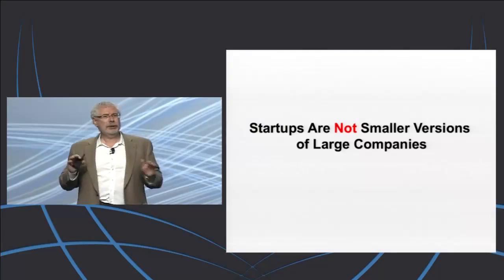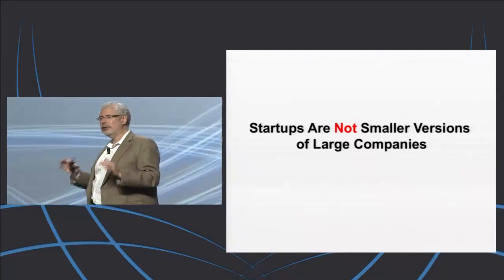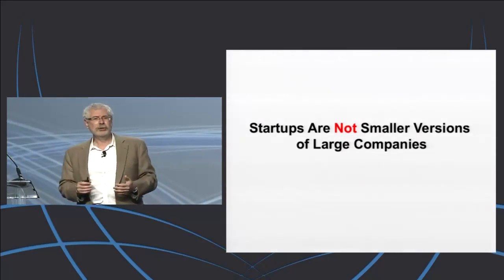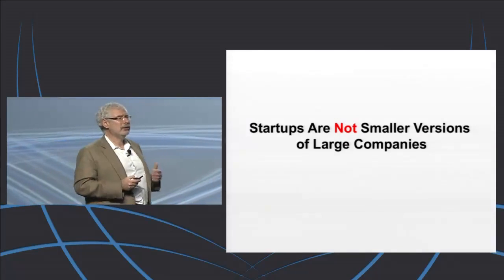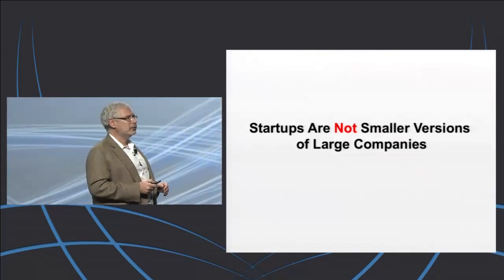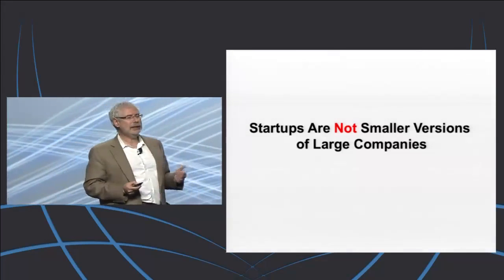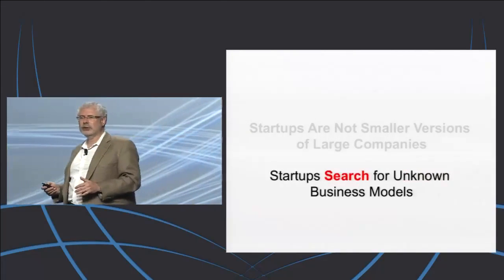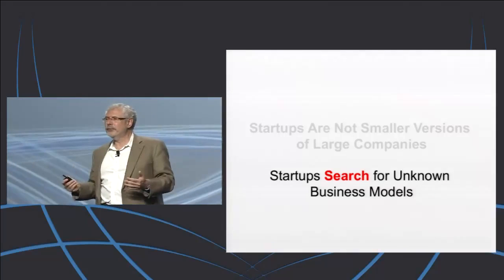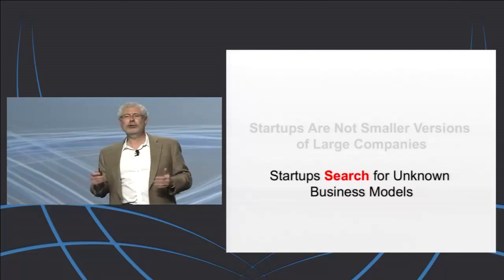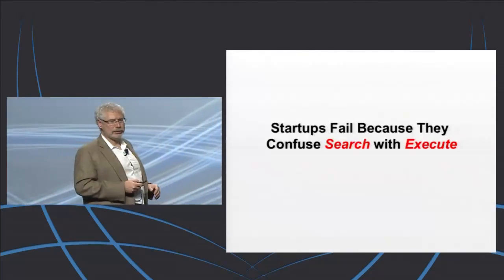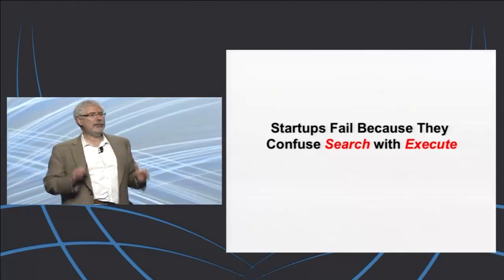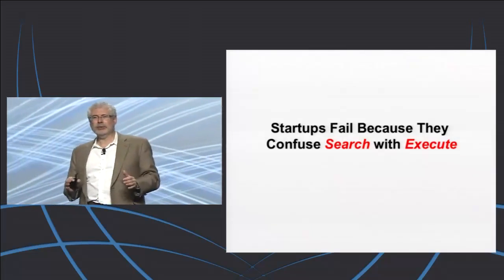The big idea for today is that startups, and by startups I mean early stage ventures or innovation startups in large corporations, are not smaller versions of large companies. We spent 50 years in Silicon Valley simply getting this wrong. Large companies execute known business models. But startups are different. Startups are organizations searching for unknown business models. And one of the key reasons startups fail is they confuse search with execution.